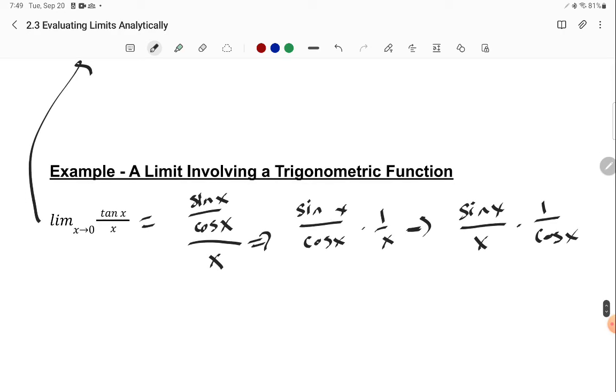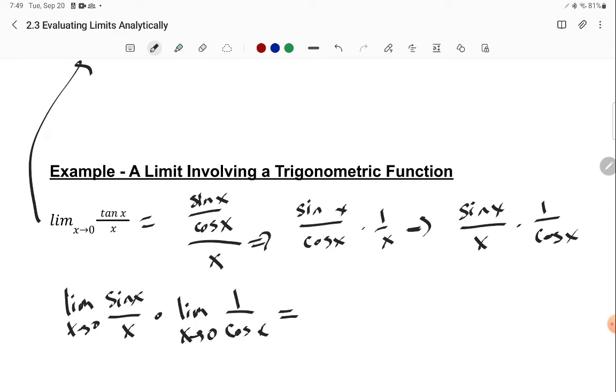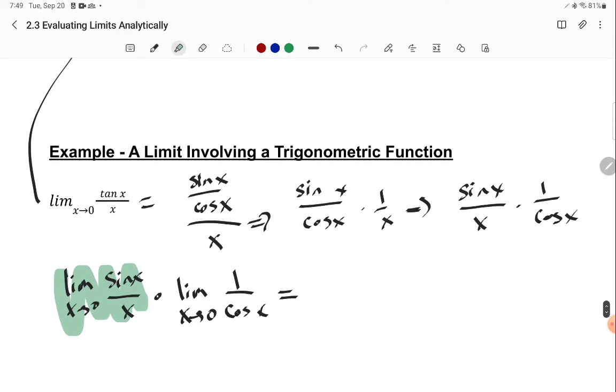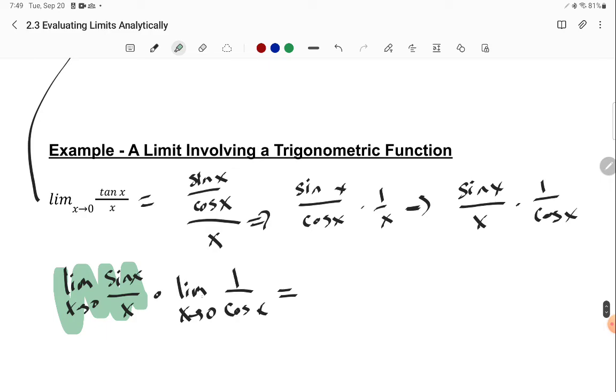So I can take the limit as x approaches 0 of sine of x over x times the limit as x approaches 0 of 1 over cosine of x. I know that this right here is going to be 1. And also I know that when I plug 0 in for x right there, that is also 1, because the cosine of 0 is 1. And so you would have then 1 times 1, which is just 1. And that's our final answer right there.